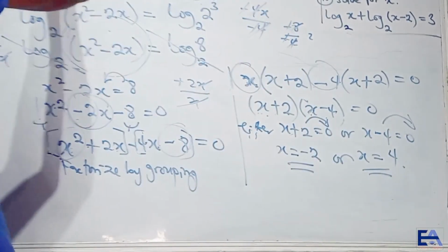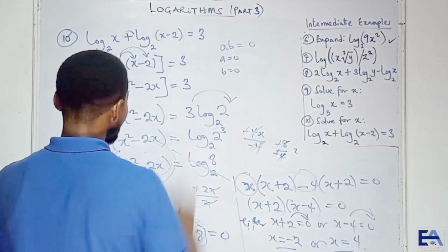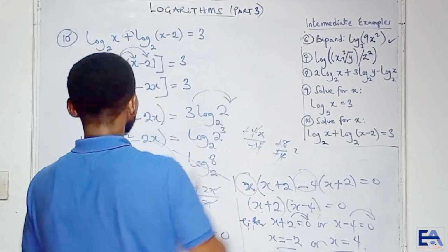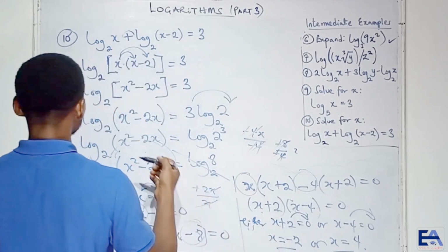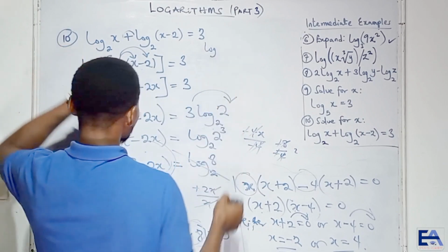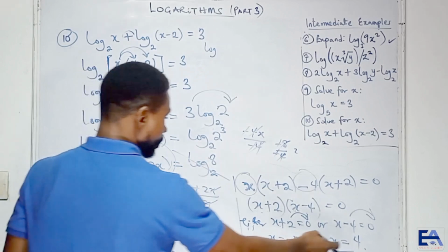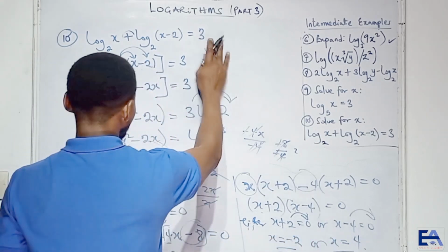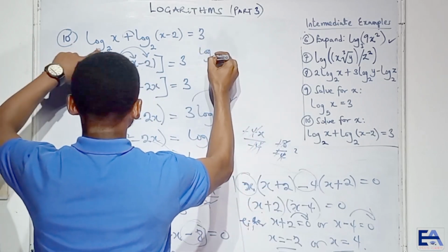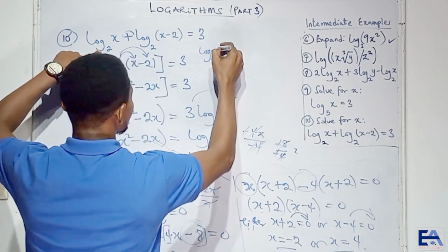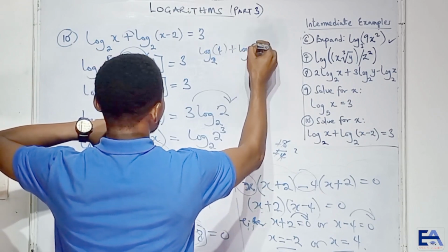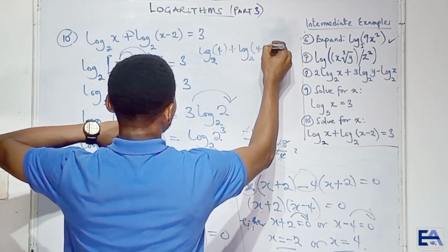When you slot it into this, you are going to get 3. So let us give it a try. If we insert x as minus 2, we are having the logarithm of... in this case now, we would rather choose the positive result. So let x be 4. You understand? So if x is 4, we have log 2 to 4, okay, plus log 2, 4 minus 2.